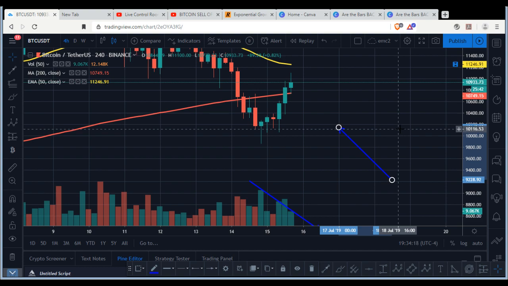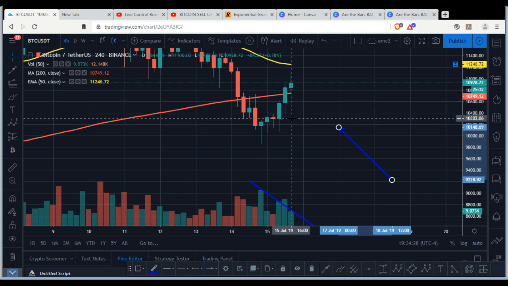So we're gonna talk about Ether. Let's move on to Ether. Hopefully BTC is not gonna come back down very soon, like to 10k. Hopefully it's gonna come back down slowly, not rapidly.